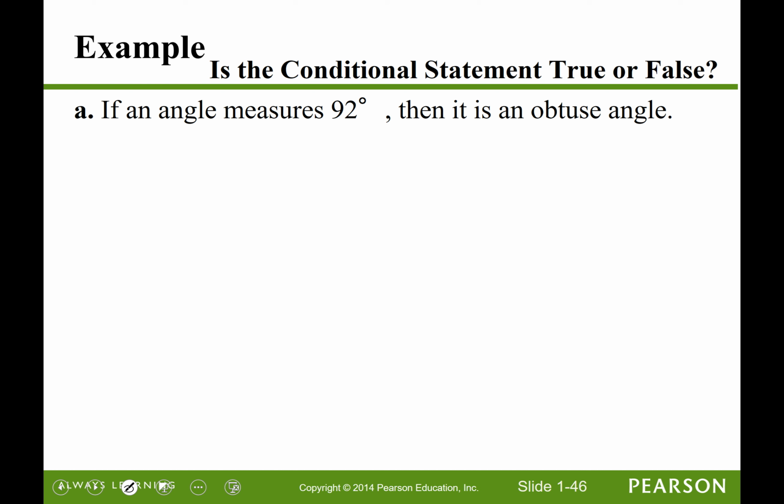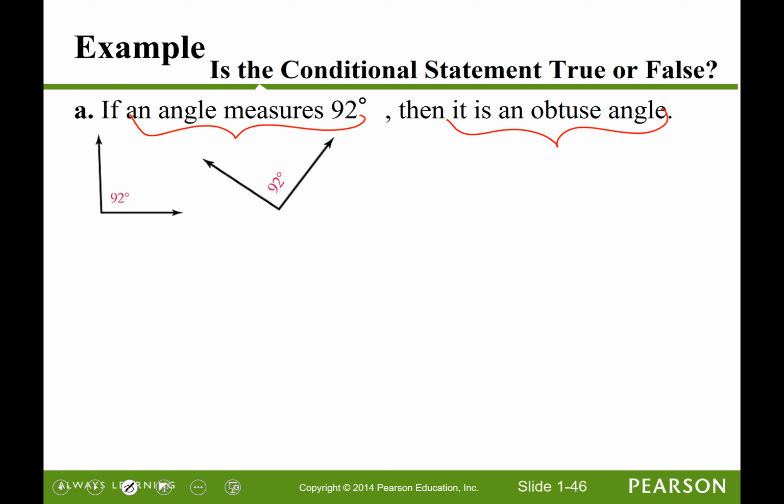All right, let's try some examples. If an angle measures 92 degrees, then it is an obtuse angle. All right, that is a conditional statement. Here we have our hypothesis. Here we have our conclusion. And let's see, there we have a 92-degree angle. It's obtuse. That one's twisted a little different, but it's still 92 degrees, which is obtuse, even if we go all the way in this direction here.